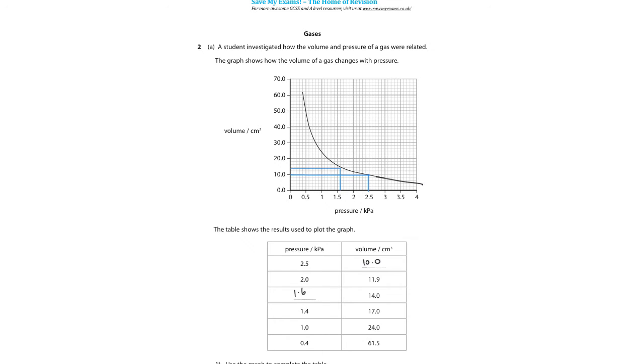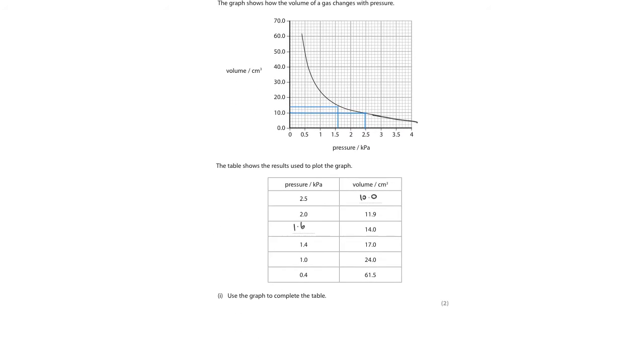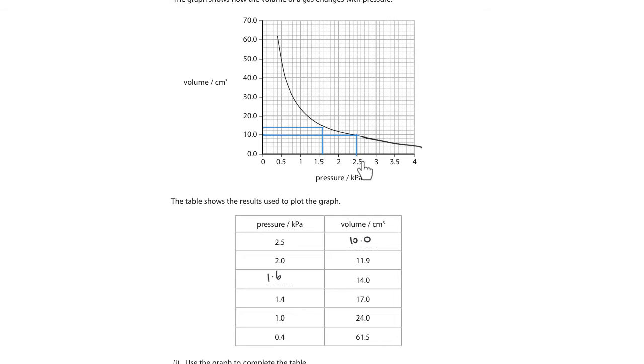A student then investigated how the volume and pressure of a gas were related. Use the graph to complete the table. Well, I've got to do some along the corridor and up the stairs, or vice versa. So my first one, I've gone to 2.5. Gone up to hit the curve, gone along and found the volume to be 10. My next one, I'm going to go to a volume of 14, go along the corridor till I hit the curve, and then I'm going to find my pressure to be 1.6. Notice how I've continued on the curve, and that I've only done that here because that helps me on the next question set. Okay.